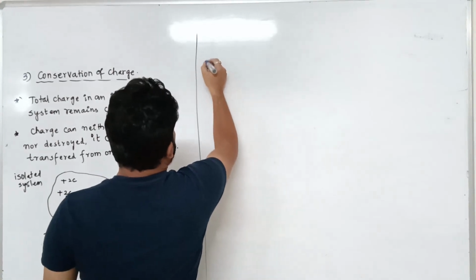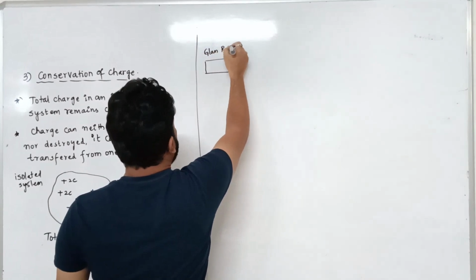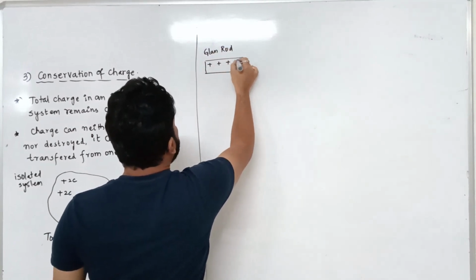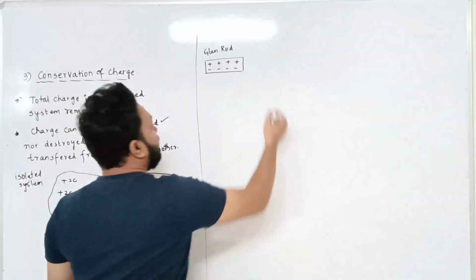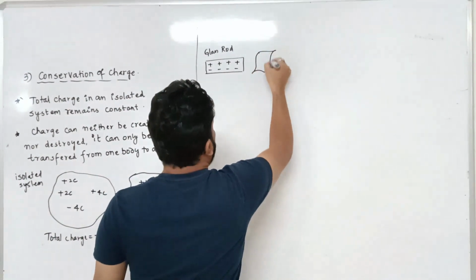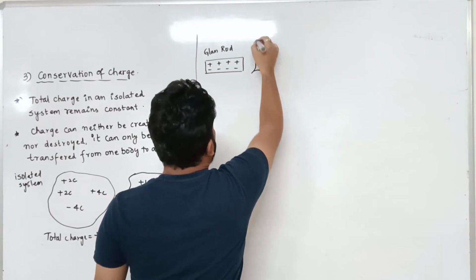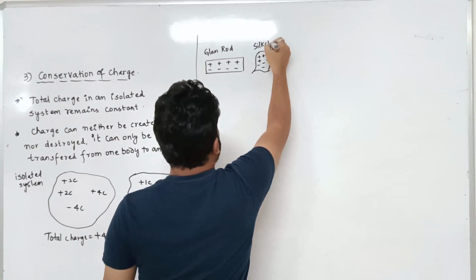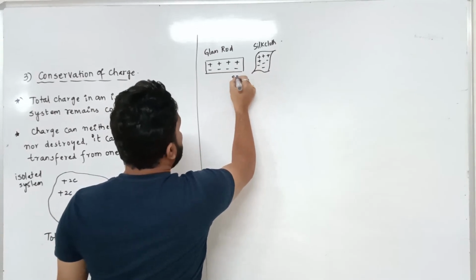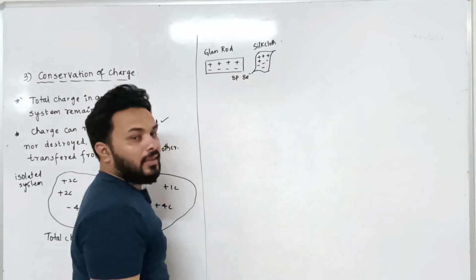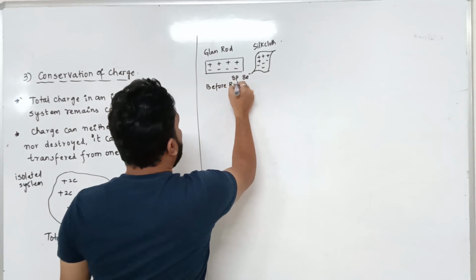Let's say this is a glass rod, in the neutral condition, 4 protons, 4 electrons. Let's say we are taking a silk cloth, again having plus 4. The total charge will be 8 protons, 8 electrons. This is before rubbing.